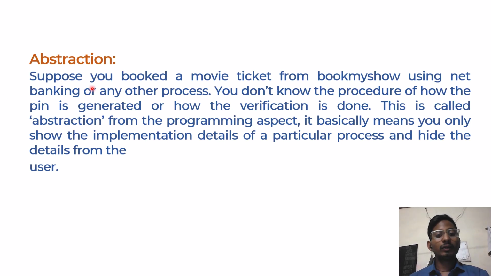Abstraction. Suppose you book a movie ticket from BookMyShow using net banking or any other payment method. You don't know how the PIN is generated in the process or how the verification is done. This is called abstraction. From the programming aspect, it basically means you only show the implementation details of a particular process and hide the details from the user.